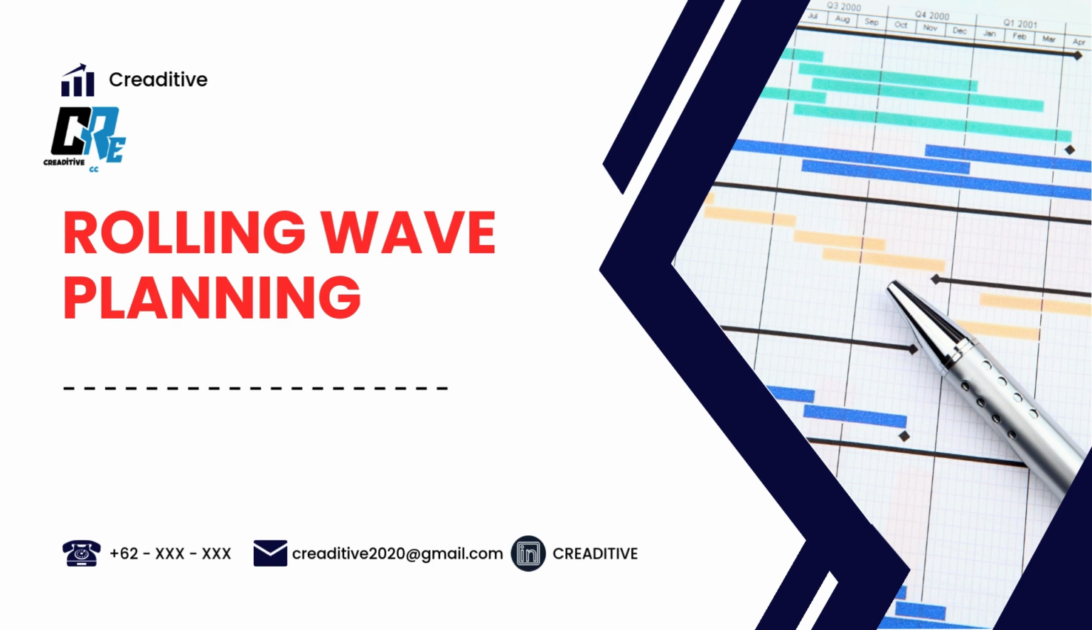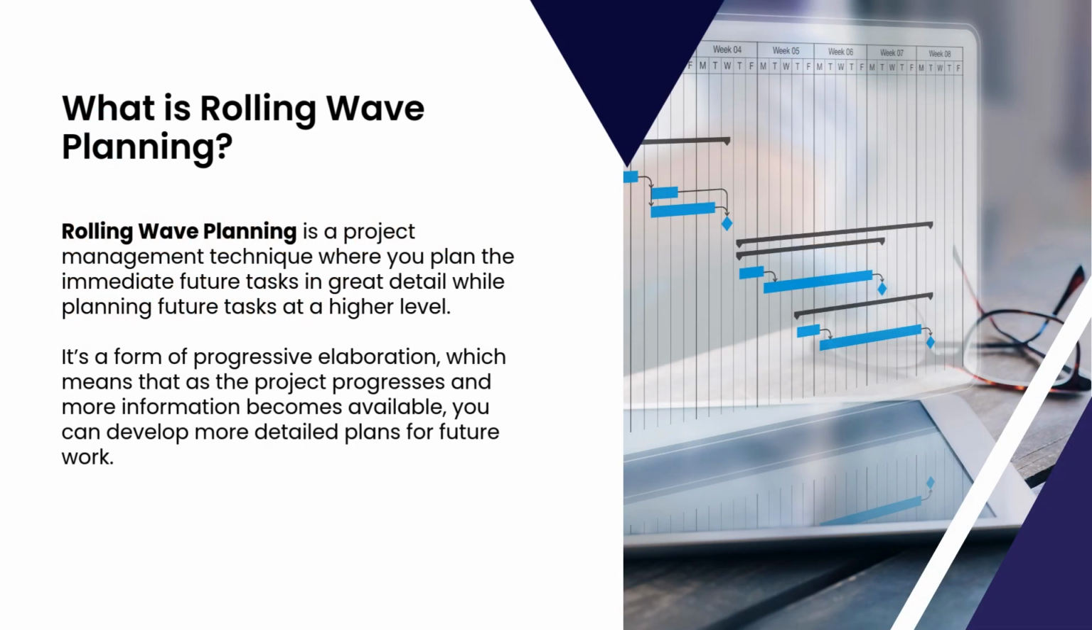Rolling wave planning. Rolling wave planning is a project management technique where you plan the immediate future tasks in great detail while planning future tasks at a higher level. It's a form of progressive elaboration, which means that as the project progresses and more information becomes available, you can develop more detailed plans for future work.